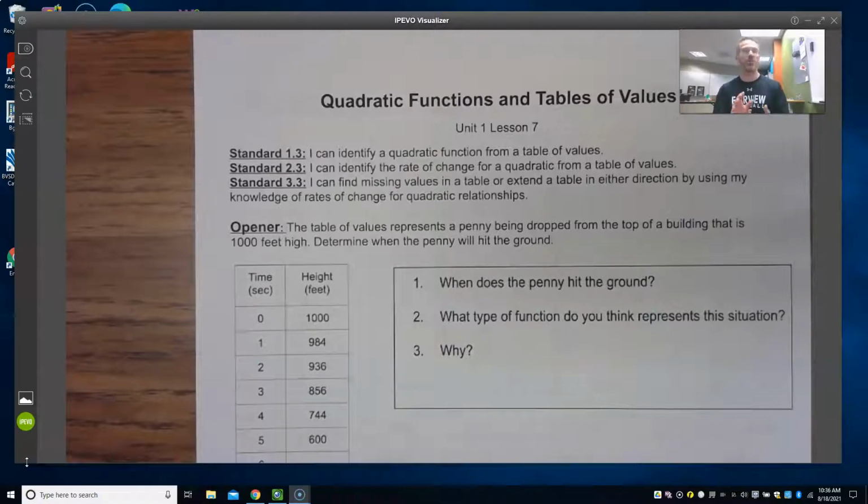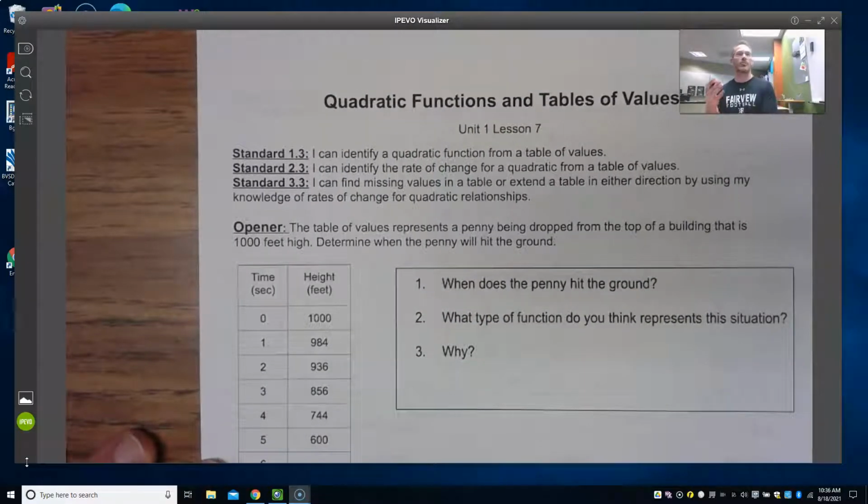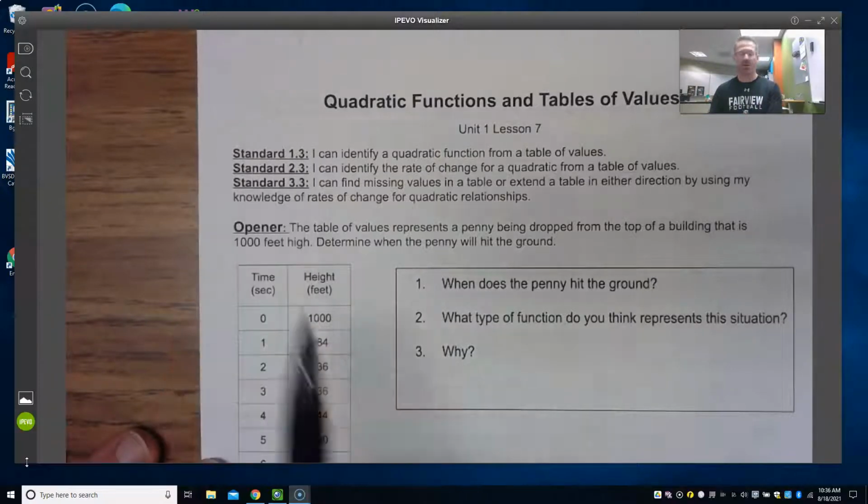All right, and moving on with our unit on table of values and recognizing functions. All right, and some properties of functions from those tables. Today, we're going to look at quadratic functions and table of values and see how we can recognize some of the similarities and differences between quadratic functions, and our absolute value functions and linear functions. All right, so you can see the three standards or topics that we're going to work on today.